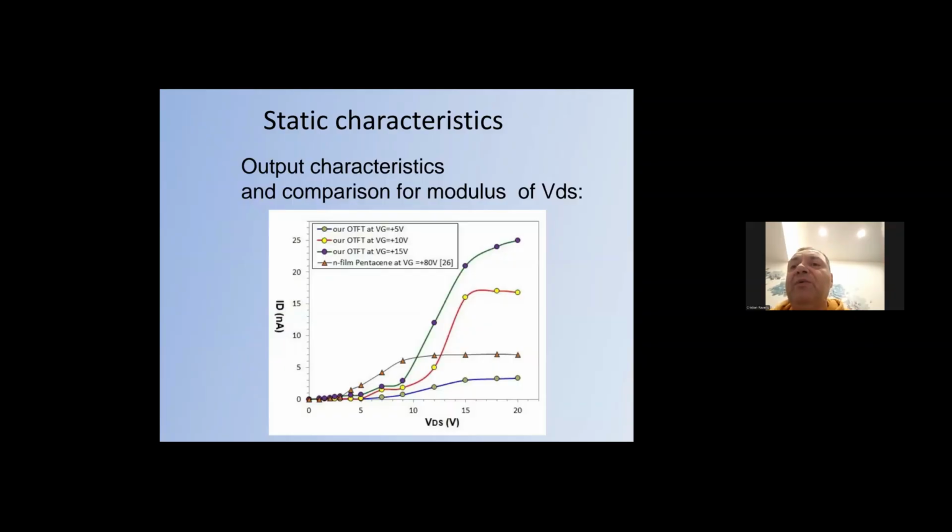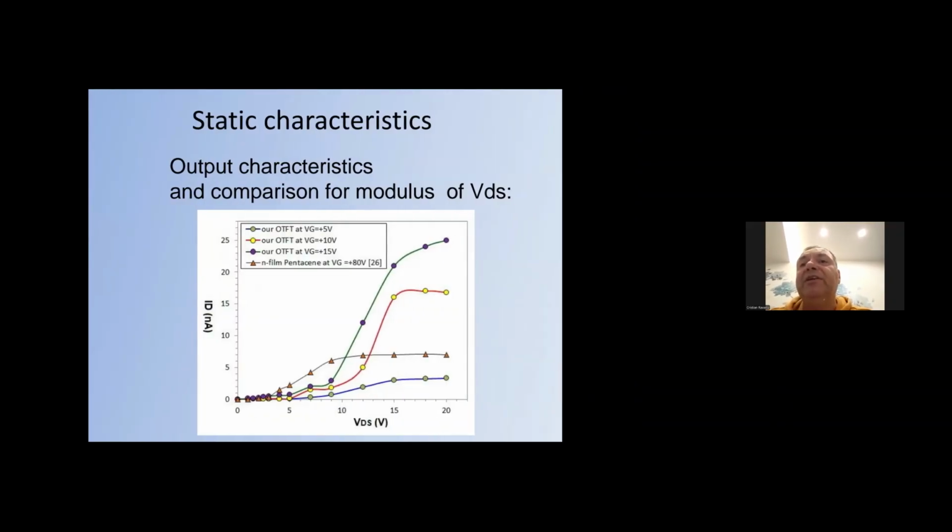So we obtained, for different gate voltages, as you see, 5, 10, 15 volts, a family of output characteristics that present an increasing region of current with VDS that represents the quasi-linear regime. And then after the saturation voltage, the current tends to saturate, as in a normal transistor working mode.